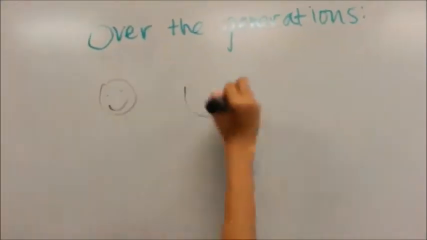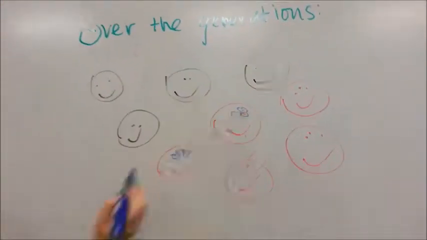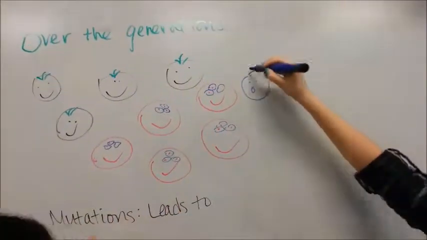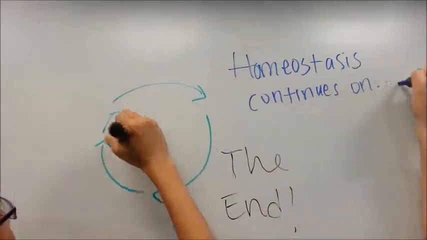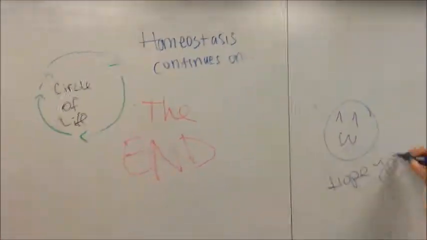The family begins to grow, and generations begin to develop, and mutations begin to occur, such as baldness and the third eye. Everyone goes through the same homeostatic cycle over and over again. The end.